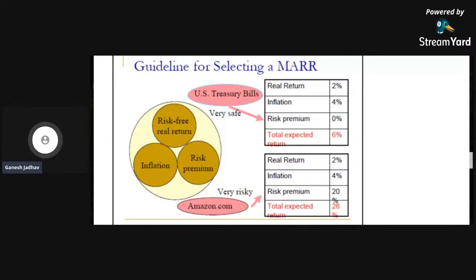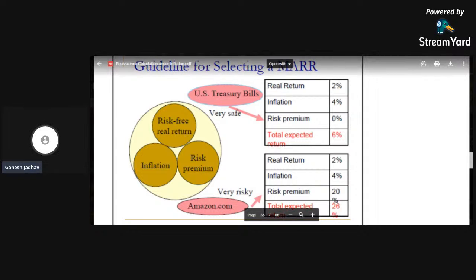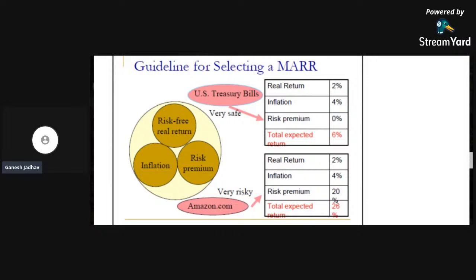Here are two examples. US Treasury bills, which we can say are very safe, and Amazon.com, which is very risky. These are the three components: risk-free real return, inflation, and risk premium. This is the example of a US Treasury bill: real return is 2%, inflation is 4%, and risk premium is 0%. So the total expected return is only 6%.